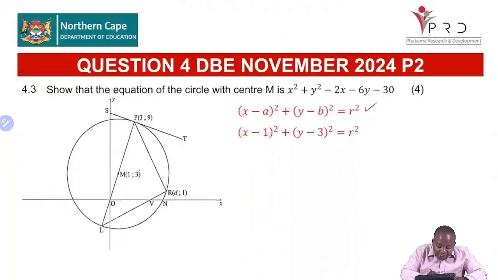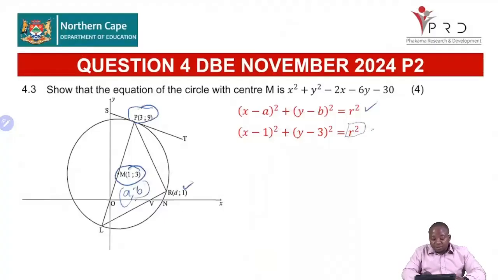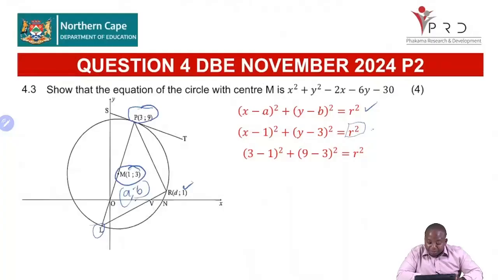Then we're going to substitute the center. Our center is M, so remember, our center M is (a; b). Then the value of a is 1 and the value of b is 3. Then that is our equation of a circle. But to complete the equation of a circle, we need to find r. To find r, we substitute any point that lies on the circle. So any point that I'm going to substitute here is going to be P, because for L we don't even have the coordinates. So here we're going to substitute P, which is now (3; 9).